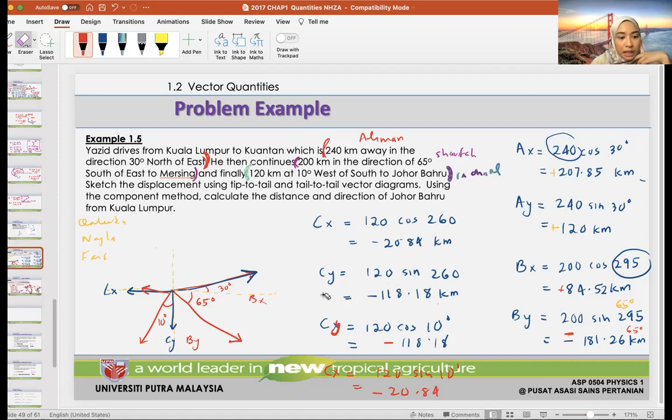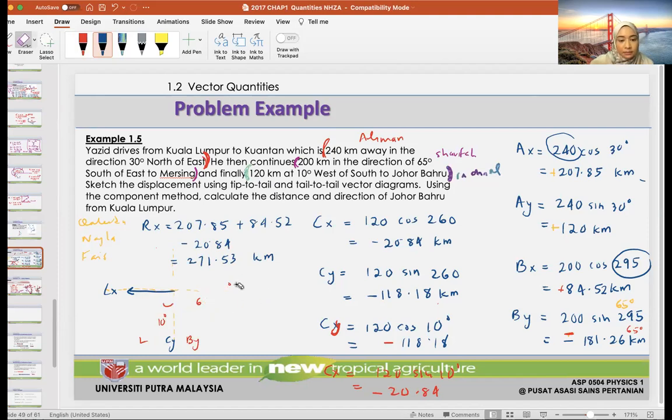Okay, next one. Khalida, what is the Rx here? Rx equals 207.85 plus 84.52 minus 20.84 equals 271.53. What are the units here? Kilometers. Okay, thank you.